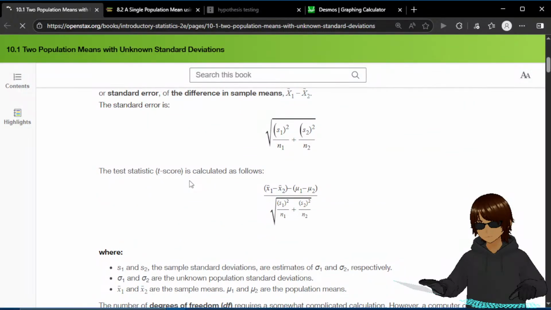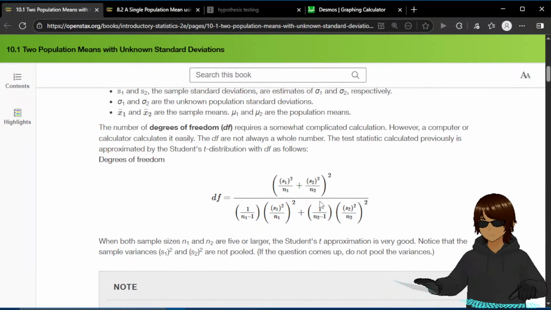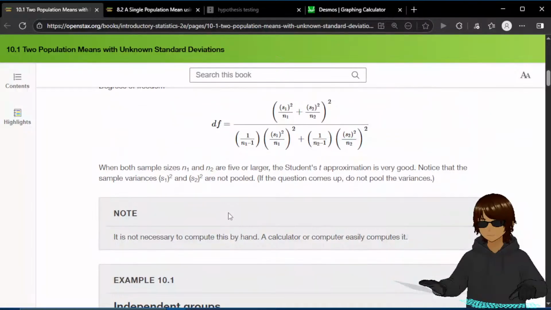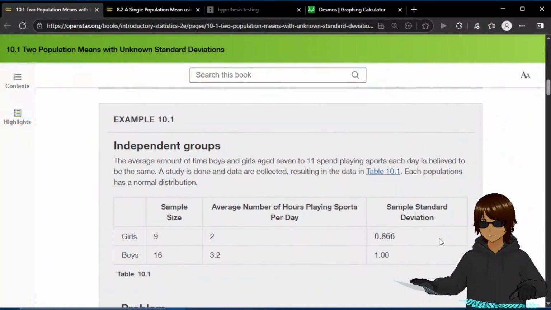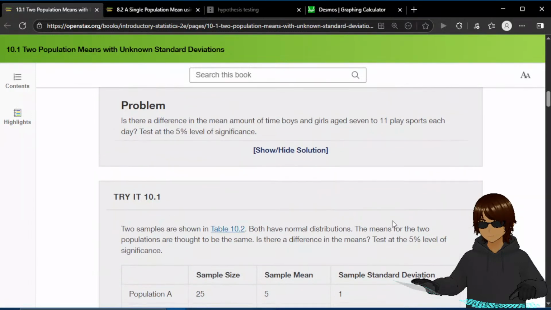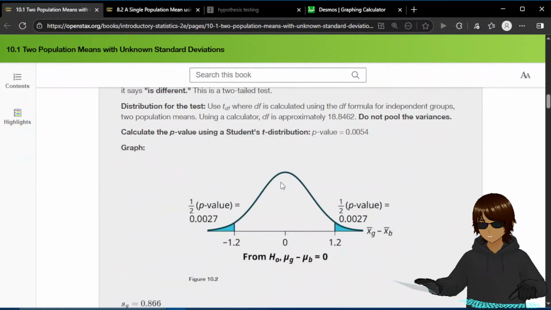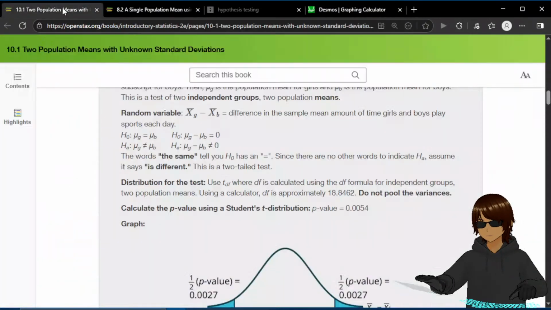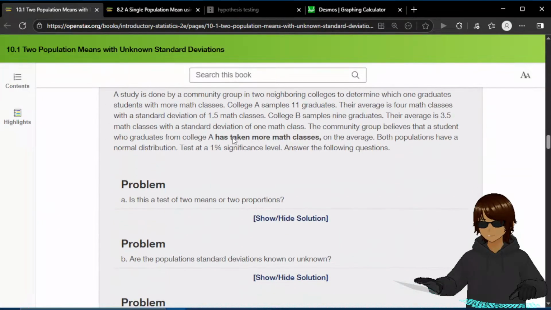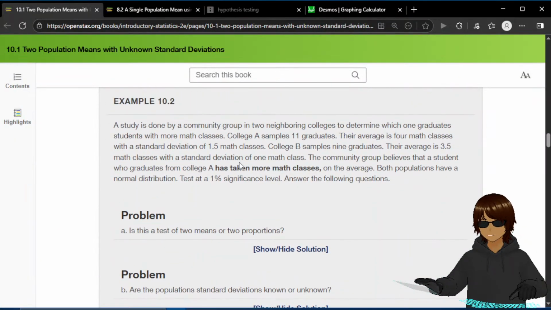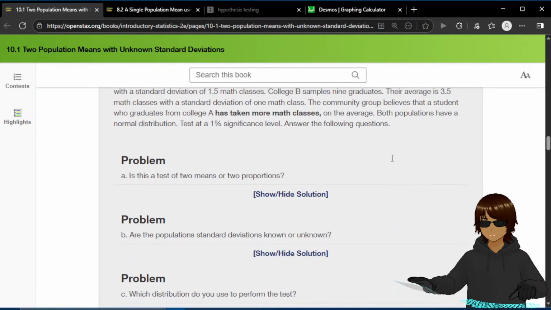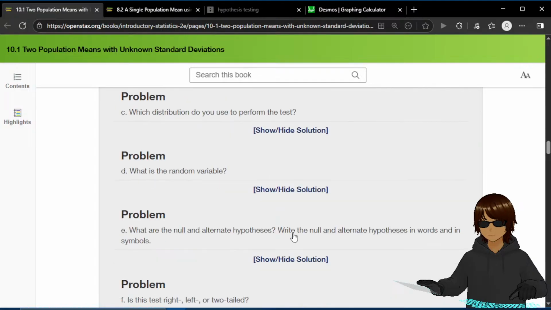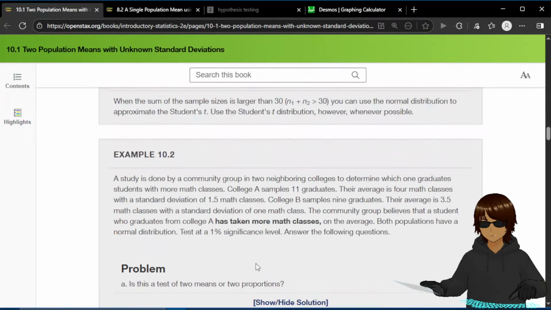So what they said is that the degrees of freedom is calculated like this. And then they gave us the thing and we calculated it correctly as 18.8462. Well, this is a different exercise. Let's do this one instead. So we calculated it correctly as... do they mention it here? No, they don't.